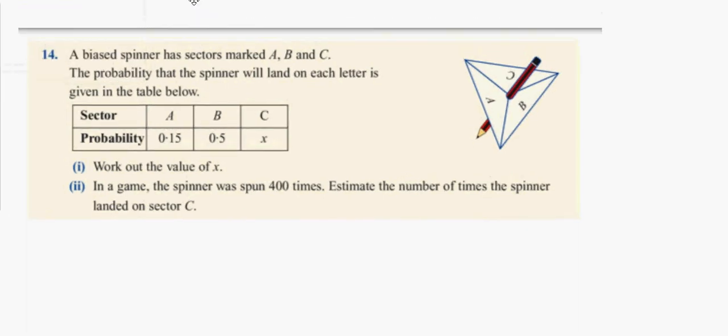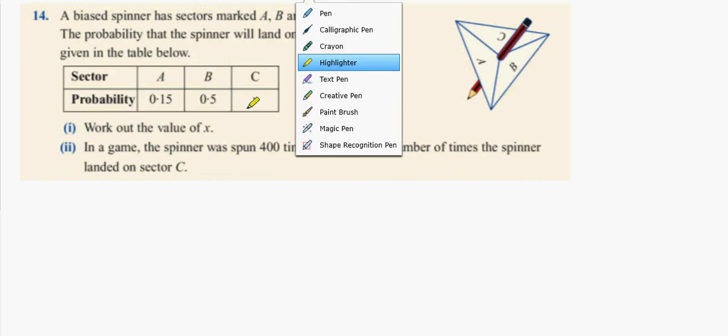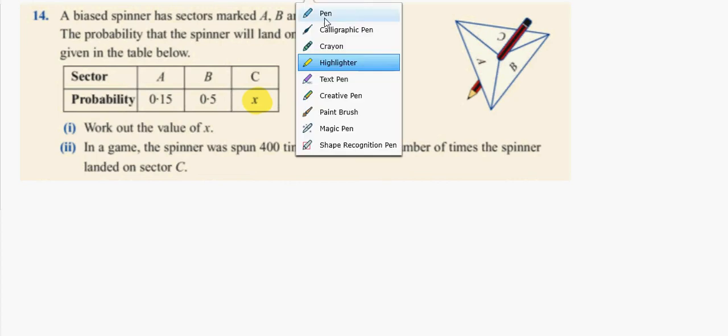Now, a spinner has sectors marked A, B, and C. The probability that the spinner will land on each letter is given by the table below. Everybody happy with that table below there, yeah? Now, it has to add to 1, so what's x?